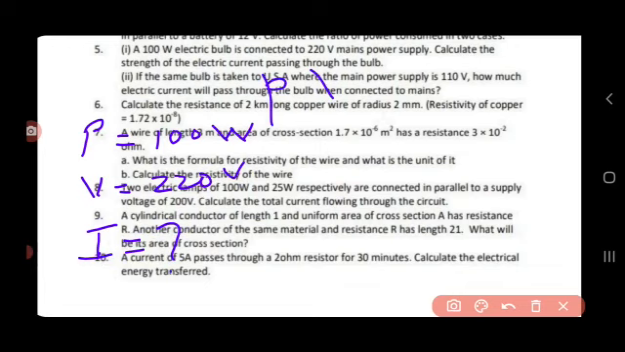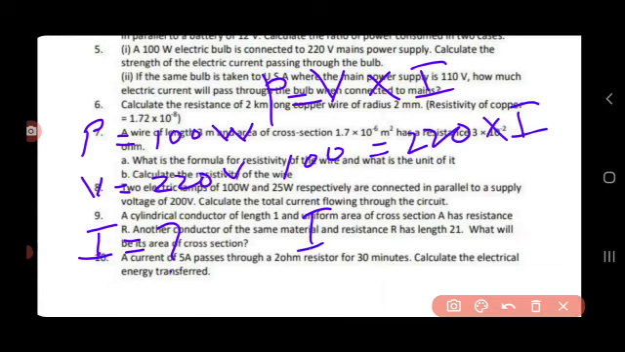Again I repeat the solution. Power is given 100 watt. Potential difference is given 220 volt. You have to find out the current. We all know the formula power is V into I. So in the place of P and V, we put 100 and 220, and by calculating, we are getting I equal to 5 by 11 ampere. This is about the first question of 5.